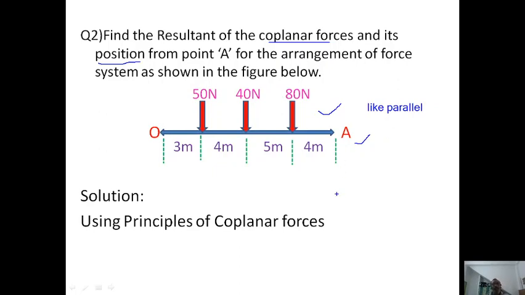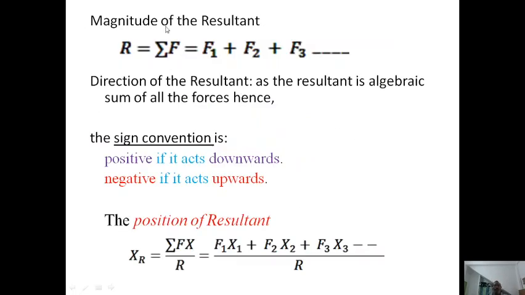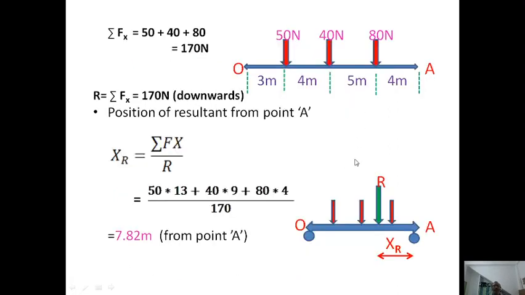So you should apply those formulas in the problem to get the solution using the principles of coplanar forces, that is, R is equal to sigma F, that is equal to F1 plus F2 plus F3, then the direction of the resultant. Now you get the algebraic sum, and the sign convention according to your convenience you can change your sign conventions also, and the position of the resultant can be obtained by XR is equal to sigma F of x by R, like that, and apply the values in the formula.